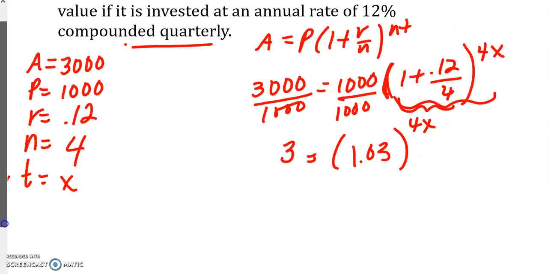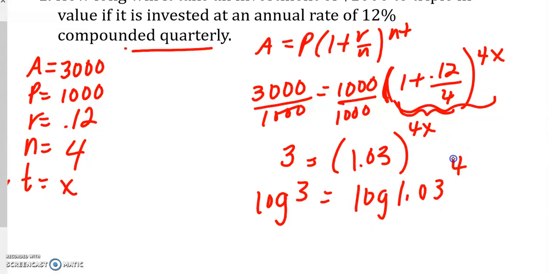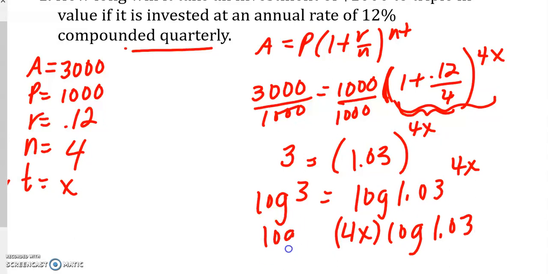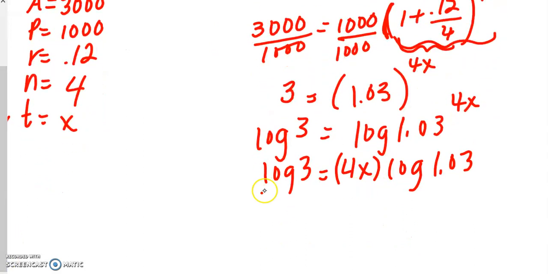So our next step is going to be that this is an exponent, that's a variable, which means in order to solve this, I have to use logs. So I'm going to log both sides. So if I show every step, it's 3 = 1.03 to the 4t. And when I have an exponent, it becomes a coefficient. So log of this. And at this point, I just use division. I divide by the log of 1.03, and I get 4t equals log 3 divided by log 1.03.